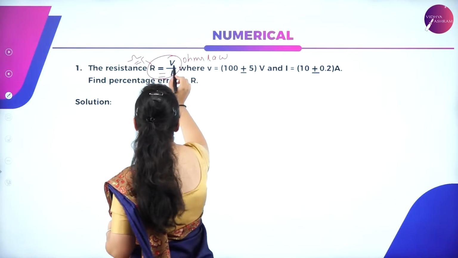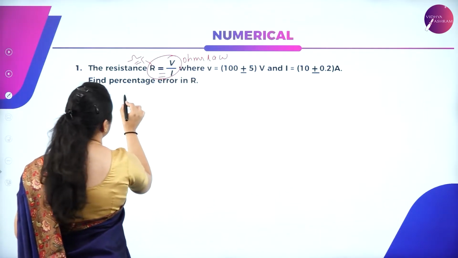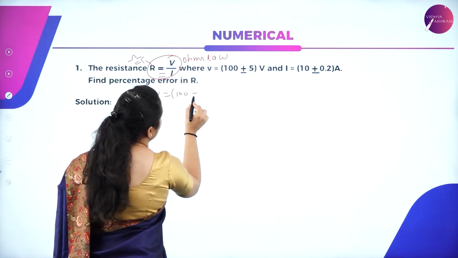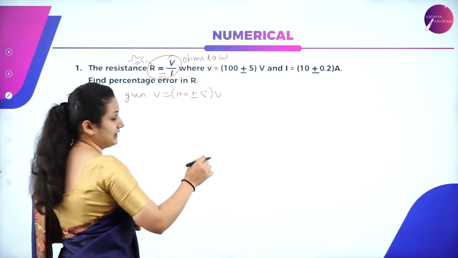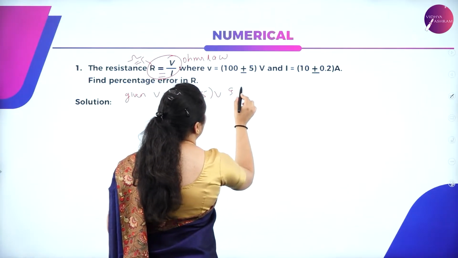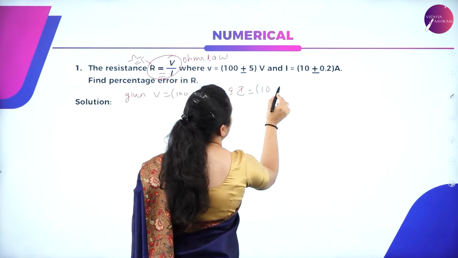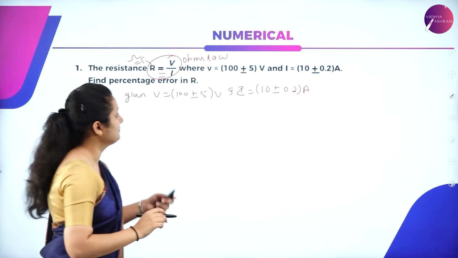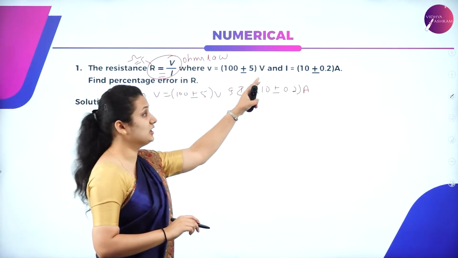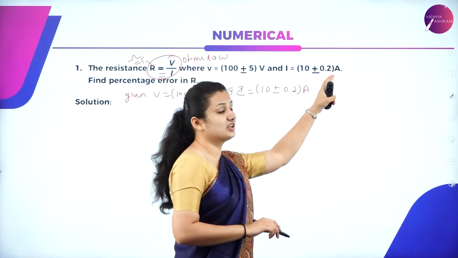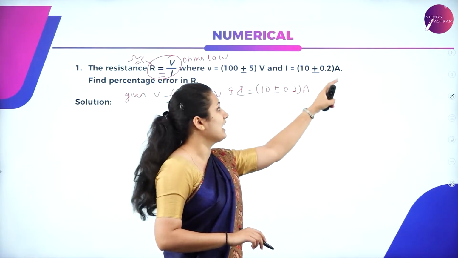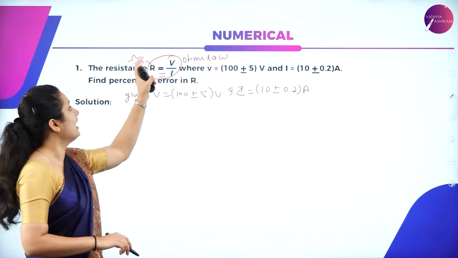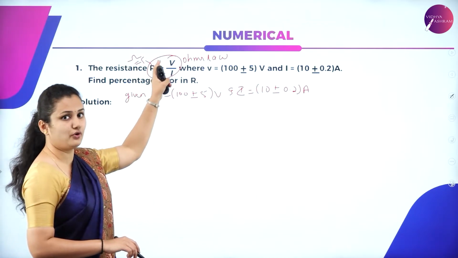The resistance R is equal to V by I, where V is given as 100 plus or minus 5 volt, and I is given as 10 plus or minus 0.2. 0.2 is your error. V is the unit for voltage and A is the unit for current, the ampere, and R is given in ohms.